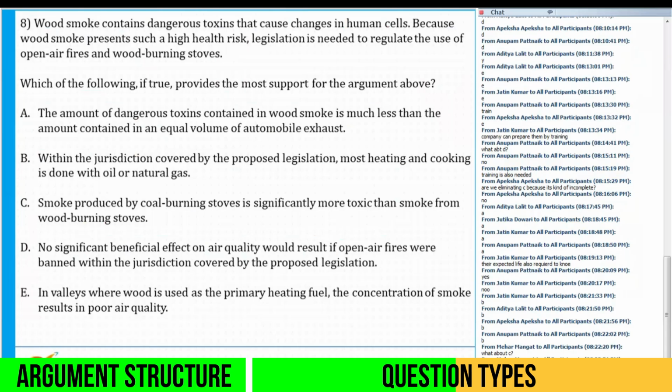Wood smoke contains dangerous toxins that cause changes in human cells. Because wood smoke presents such a high health risk, legislation is needed to regulate the use of open air fires and wood burning stoves. Okay, so wood smoke is dangerous and we need to regulate it. Which of the following provides the most support for the argument above? What will prove that yes, wood smoke is dangerous? Very simple.